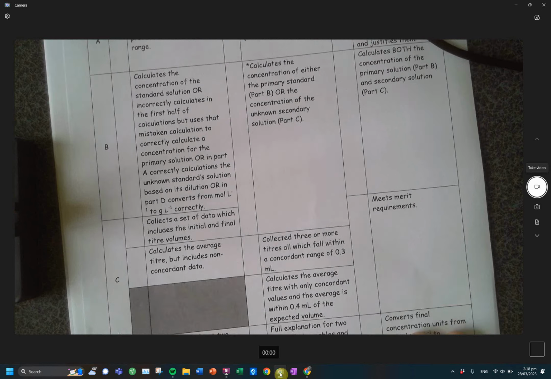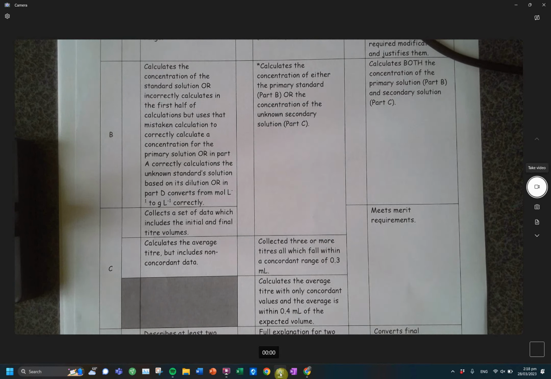Next one is part B and C. Part B and C are very, very similar in a sense that they are both calculation-based sections. They both are analyzing data. The difference between part B and part C is that part B, I give you the data, and part C, you guys collect the data yourselves.